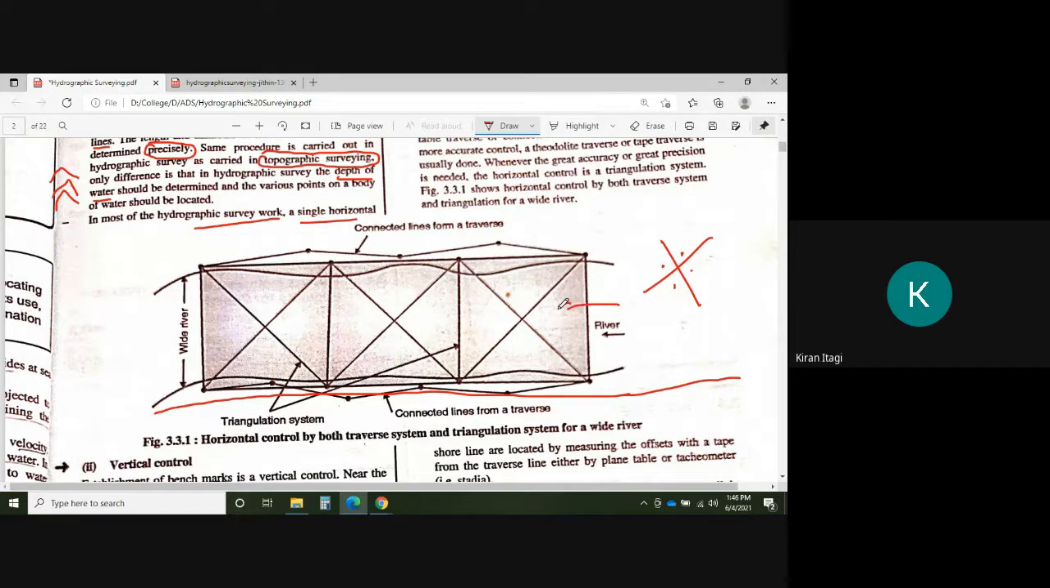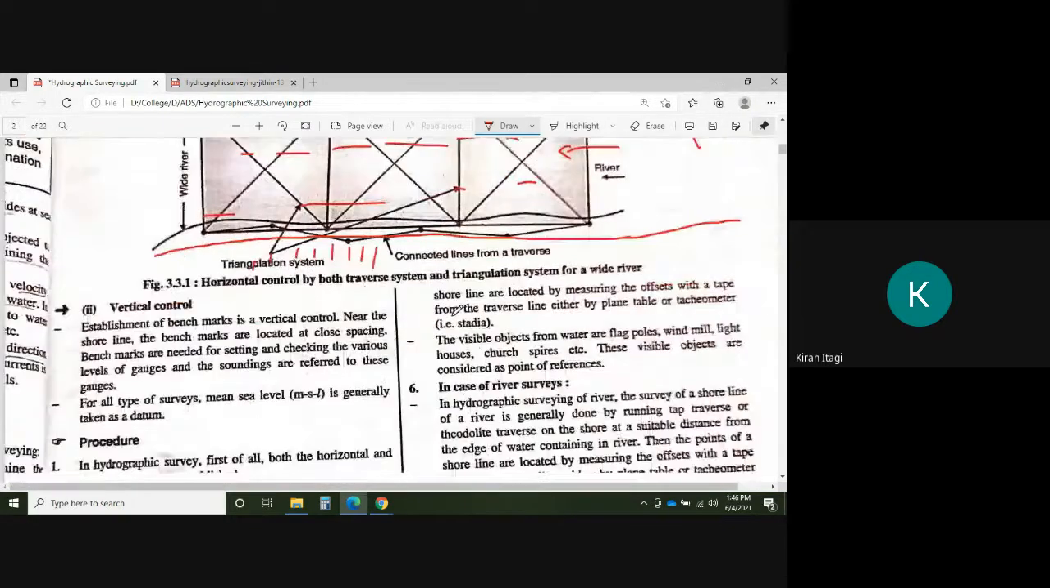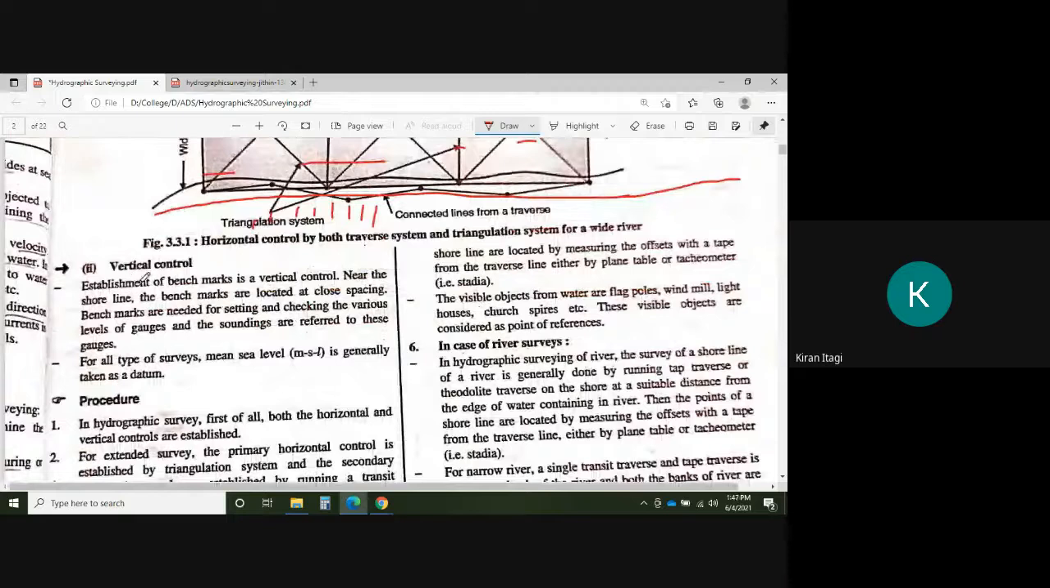See, the water is flowing in this direction, and on both sides we have the seashore. So we will have the horizontal control points. The vertical control points: establishment of a benchmark is a vertical control point. Means, if this is the elevation, this is our water body.